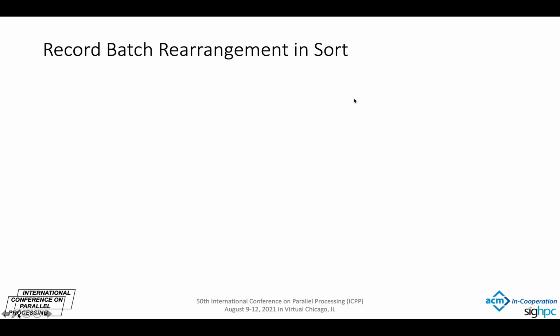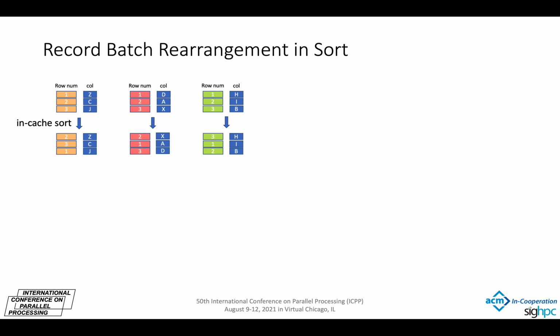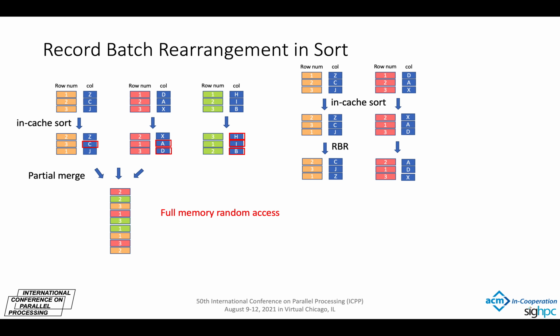Then when we implement the sort algorithm in V, we came up with a rearrangement technique. The naive sort first sorts each batch in cache. However, it leaves the real data unchanged. When it comes to the partial merge phase, the data are randomly accessed among the whole memory, so the access pattern is very bad. The RBR algorithm we came up with is quite advanced. When we have just done the in-cache sort, we materialize the real sort into the storage. We do real data rearrangement here.